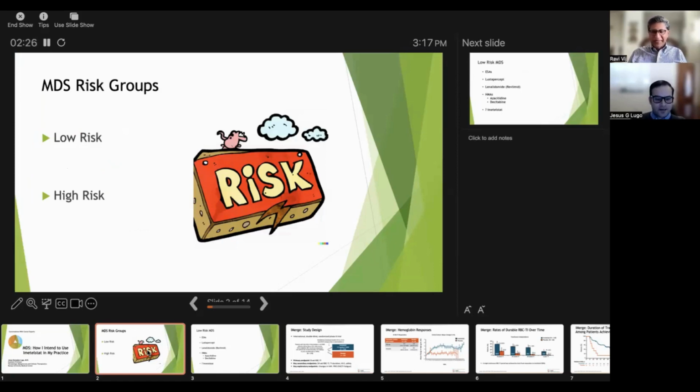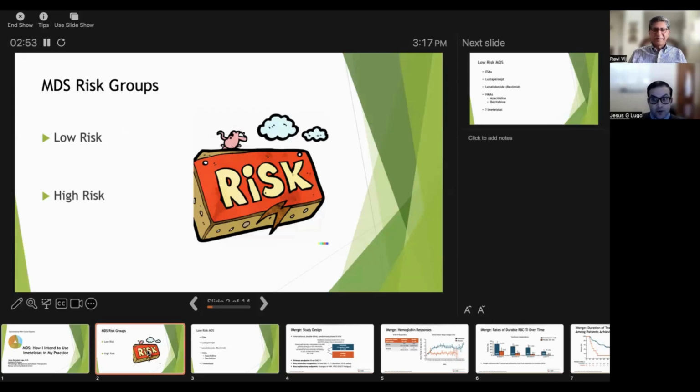Sure. So as we have it here, first we have to define what MDS is. I would have to say that MDS has three main components. MDS has ineffective hematopoiesis. MDS has cytopenias, which is low blood counts. And also it has a risk of progression to acute myeloid leukemia. Those are the three components of this.